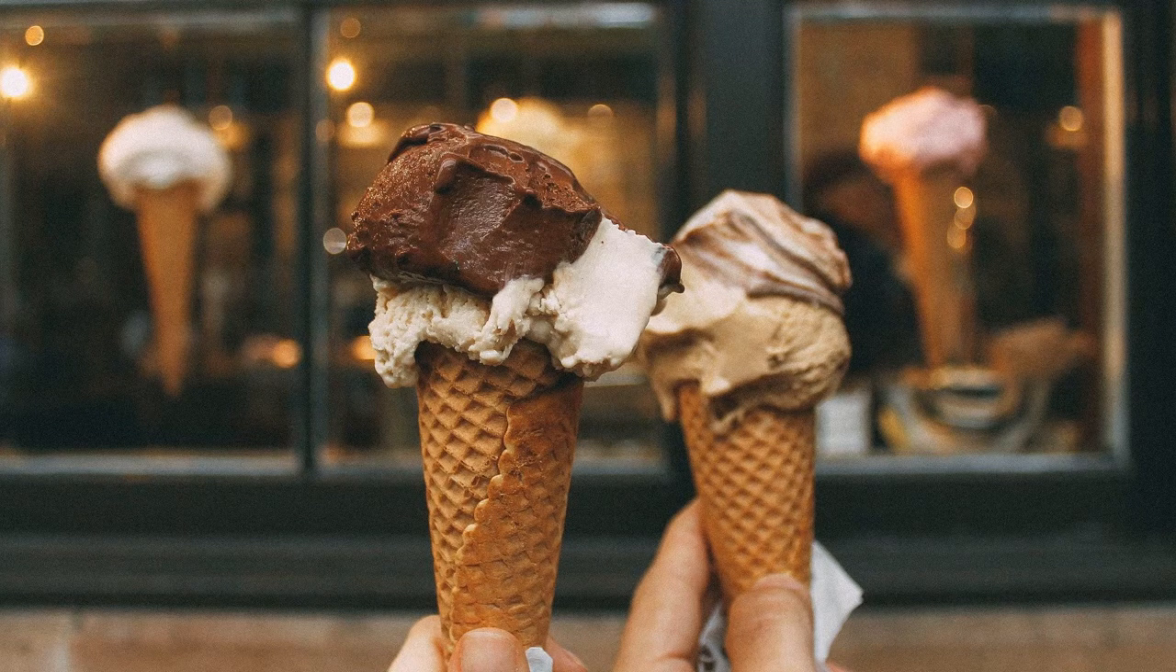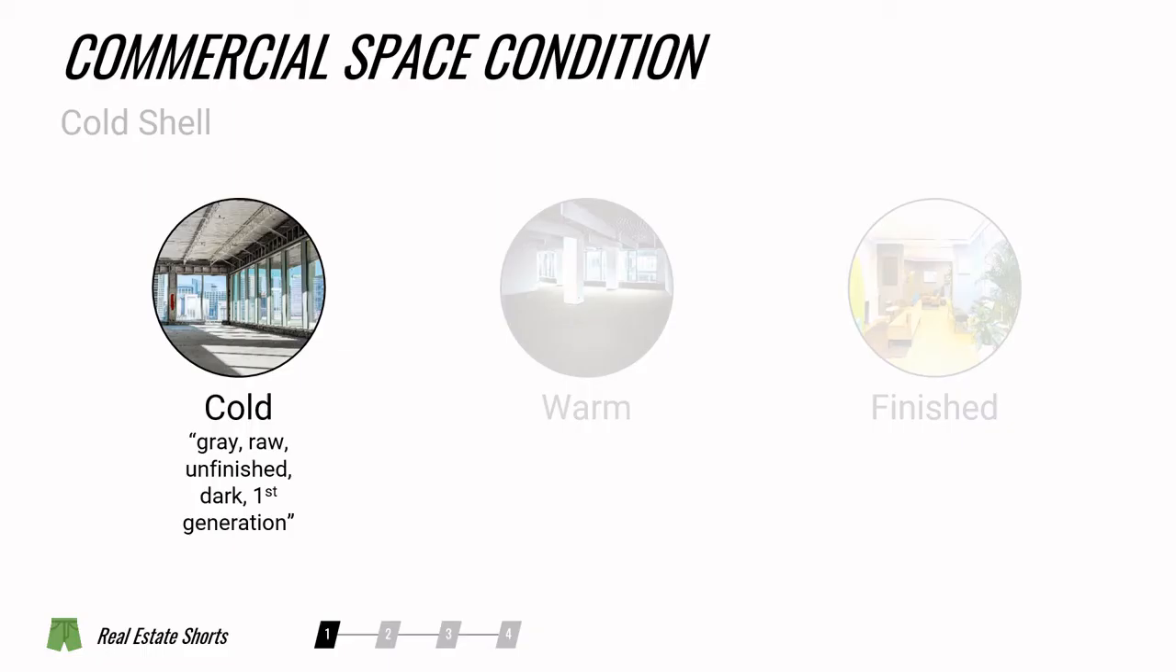So the very first thing that came to mind when I heard these terms the first time was ice cream. And I know that for a lot of you, that's probably not the first thing, because maybe you're not as obsessed with ice cream as I am. But when I first heard this concept of describing space as a shell, and the condition and temperature or color of the shell, it really got me curious about why people would describe it that way. And to tell you the truth, the more I thought about it, the more I started to understand why.